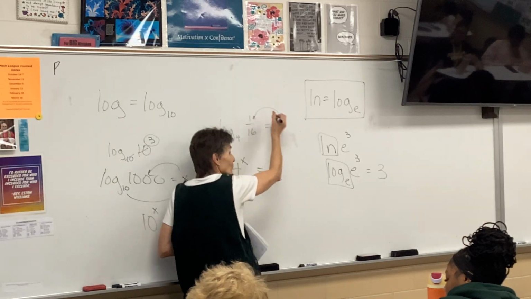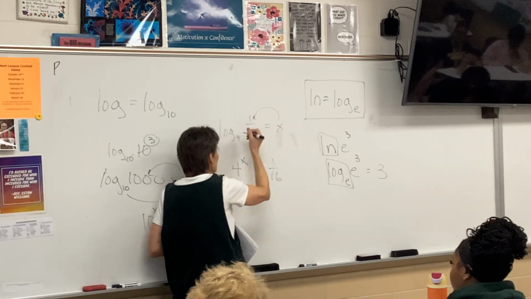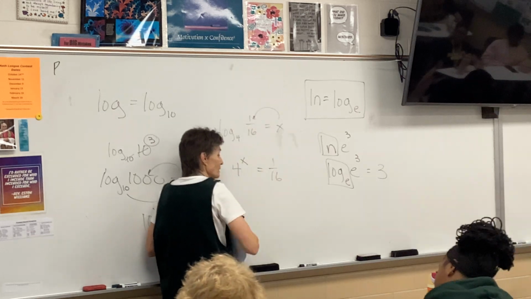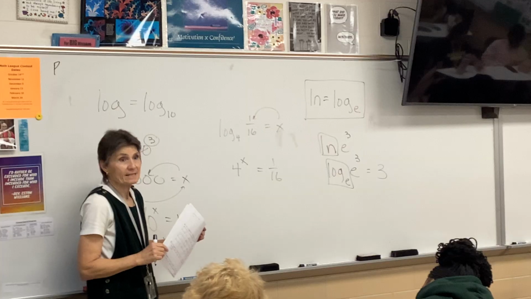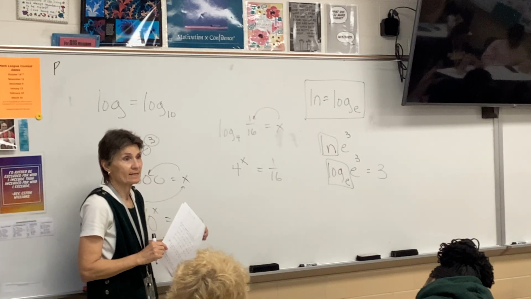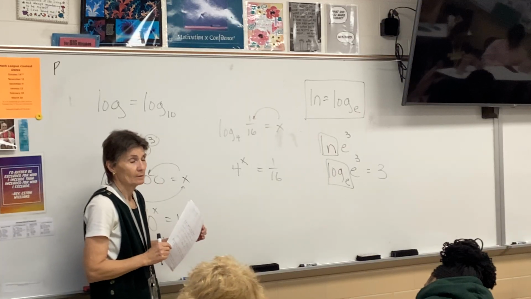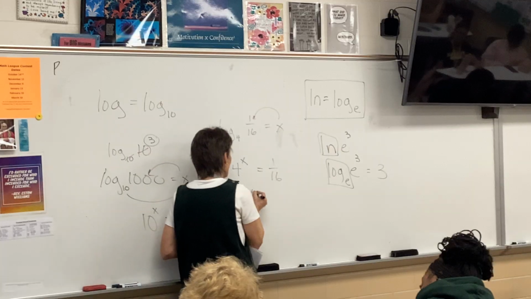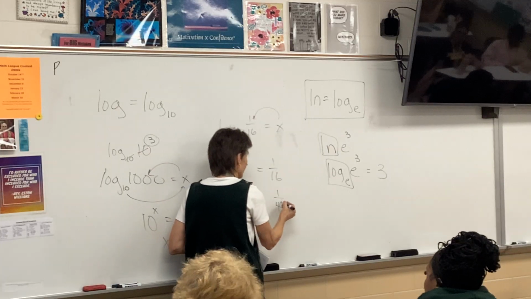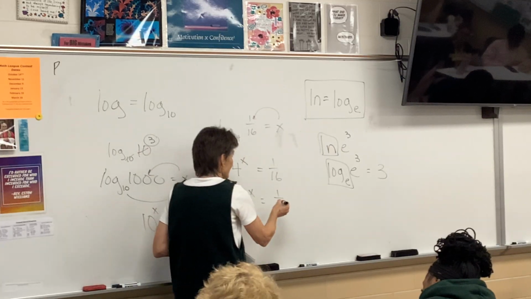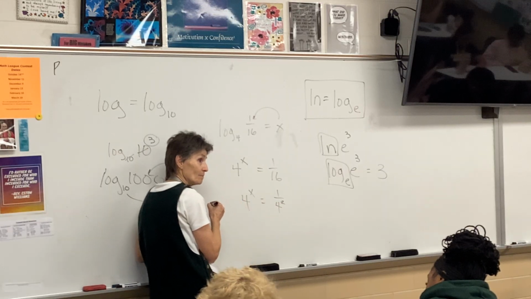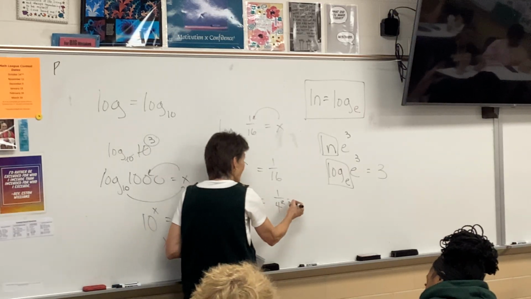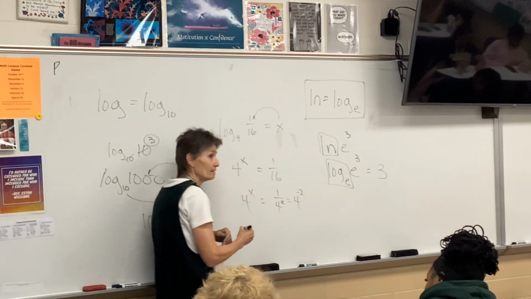Are you moving your hands so you get the feel of that? 4 to the x equals 1/16. Now, 16 isn't some random number. Isn't 16 4 squared? But it's in the denominator, which means the exponent is negative. Isn't that 4 to the negative second?